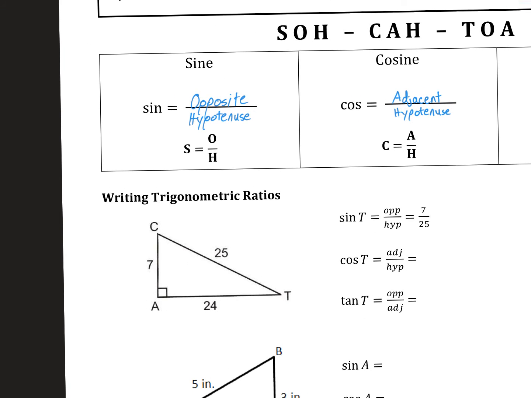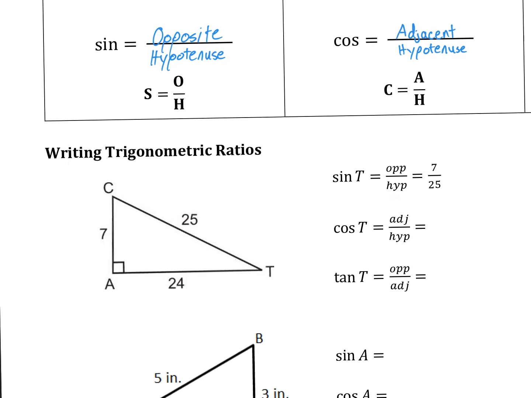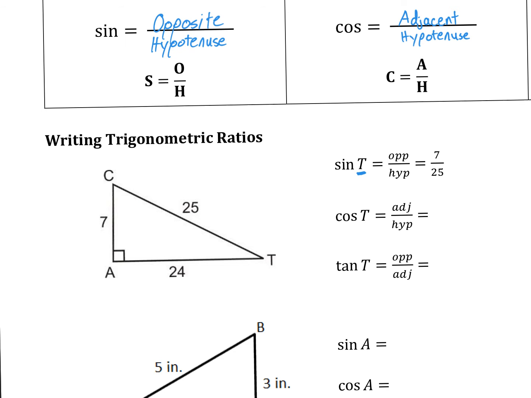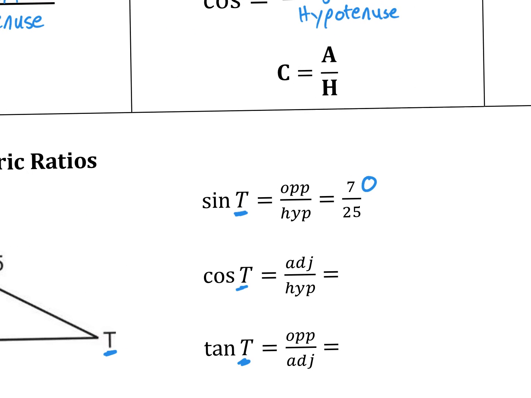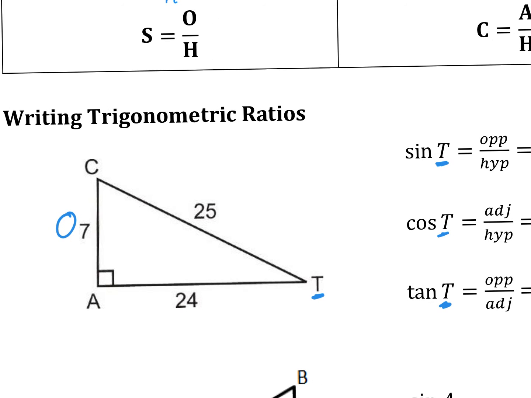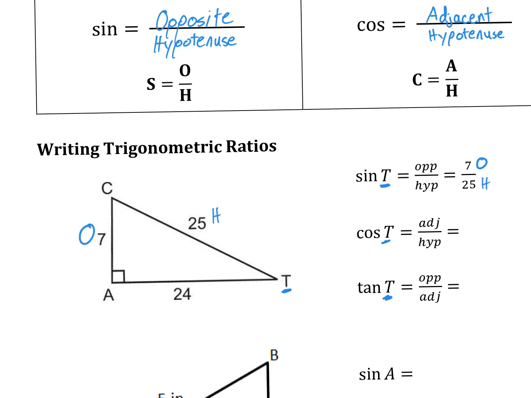So if we look at this triangle here, we're going to start out by finding the trig ratios for the angle T. Okay, so I'm going to go ahead and mark in blue my angle T. And we're going to set up the ratio, which for sine was the opposite, over here the 7, was the O, over the hypotenuse, H. So my H is here, 25. Okay, so over H.